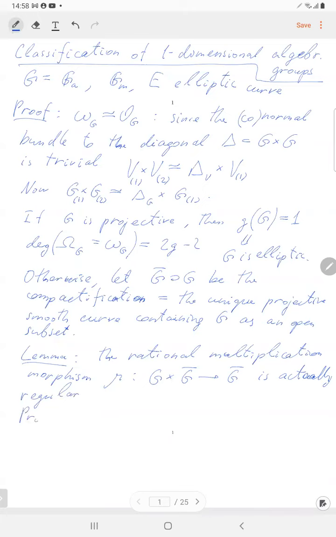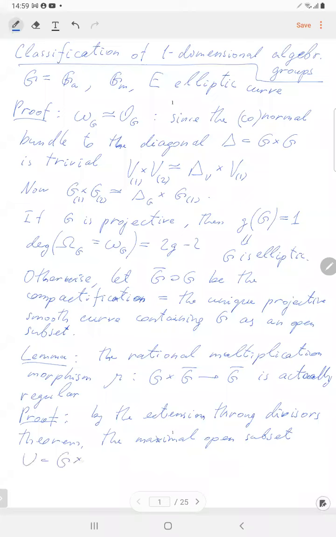Okay, so let's prove this. And it immediately follows from the extension through divisors theorem, the maximal open subset U in G times G bar of regularity has complement of codimension at least 2.